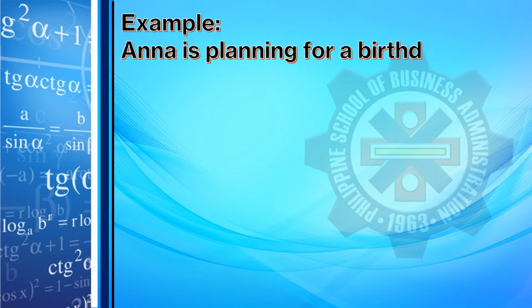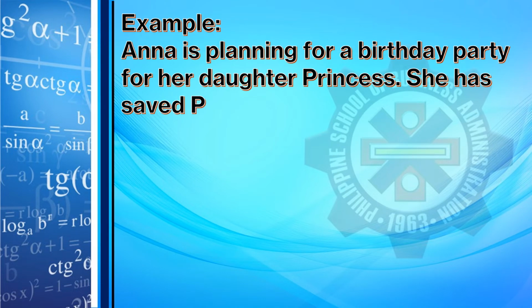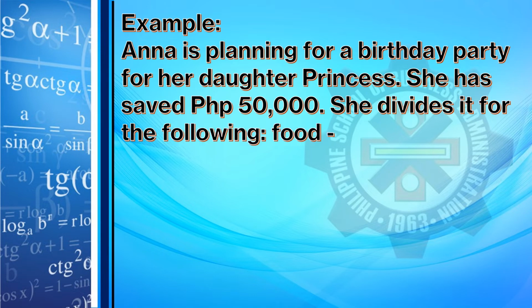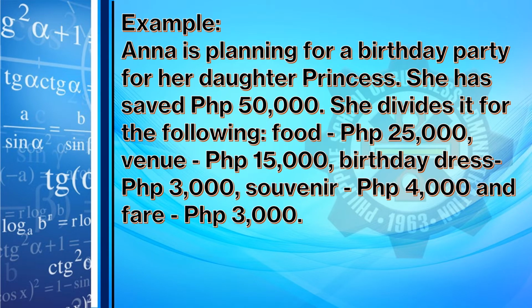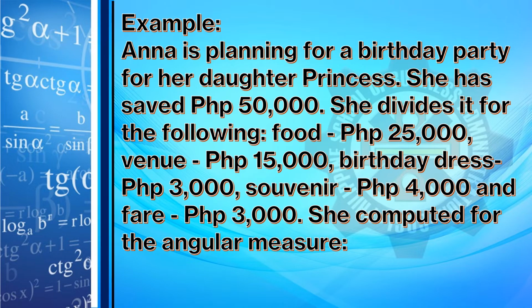So, let's have an example. Anna is planning a birthday party for her daughter Princess. She has saved 50,000 and she divides it for the following. The first one is food for 25,000. The venue is 15,000. Birthday dress is 3,000. Souvenir is 4,000. And fares equal 3,000. And then she computed for the angular measure.